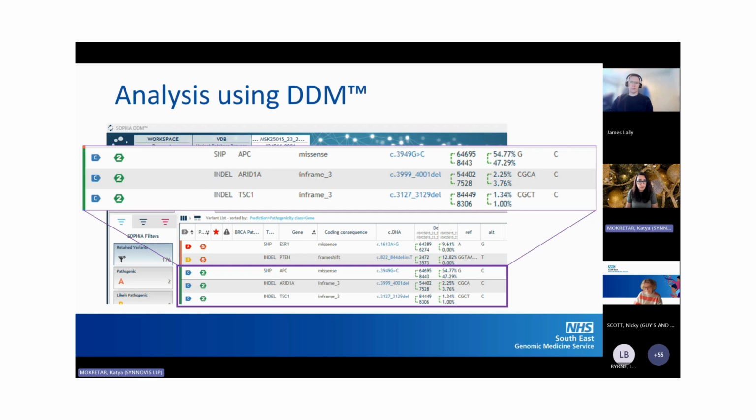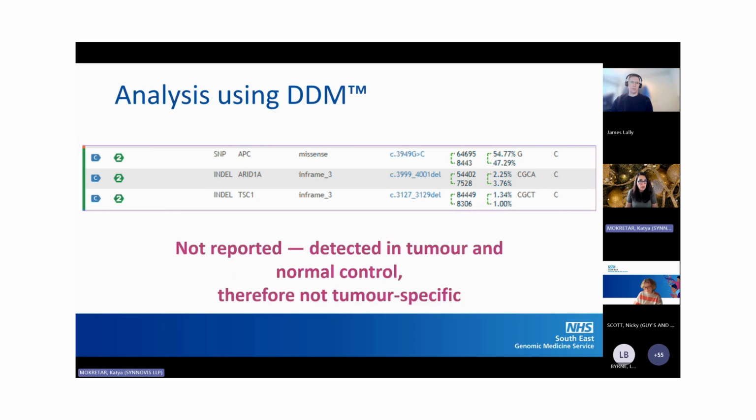If we go back now and look at the other three variants on this page, for example, that's a variant in the APC gene, and this variant is seen at 54% in the ctDNA, and 47% in the normal control, which means that this is most likely a polymorphism, and it's also been marked as likely benign here.